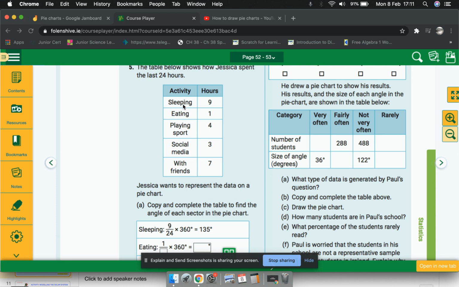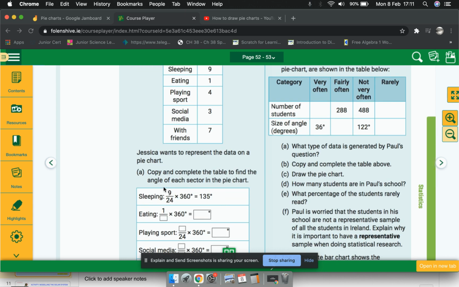What we have here is the hours spent sleeping, so that's discrete. A discrete number, 9 hours spent sleeping. So the first thing anyway is working out the values here in front of us for her time spent sleeping. Okay, so let's see what they did. It says here that they got 9 over 24, a fraction.